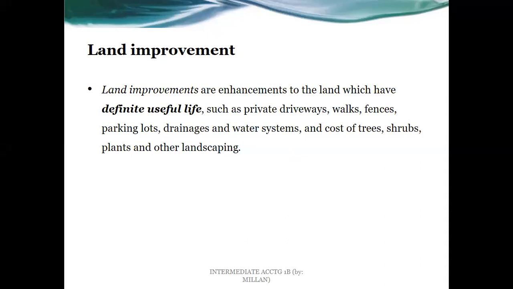And that's our first part for our discussions involving PPE Part 1. Again, still initial recognition and measurement.